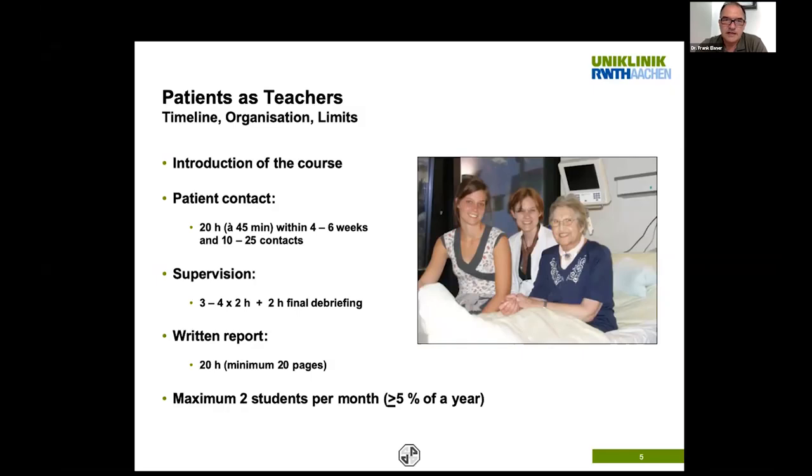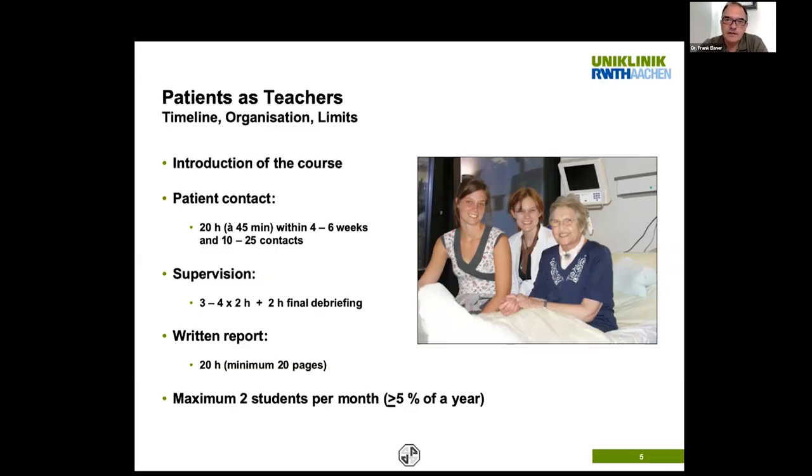There is supervision taking place 3 to 4 times for 2 hours during the course. After the patient and the students have separated and the practical training is finished, there will be a final debriefing to talk about the students' experiences with the patient. In the end, the students are asked to make a written report. We think they need about 20 hours, and they have to write a minimum of 20 pages about their experiences.